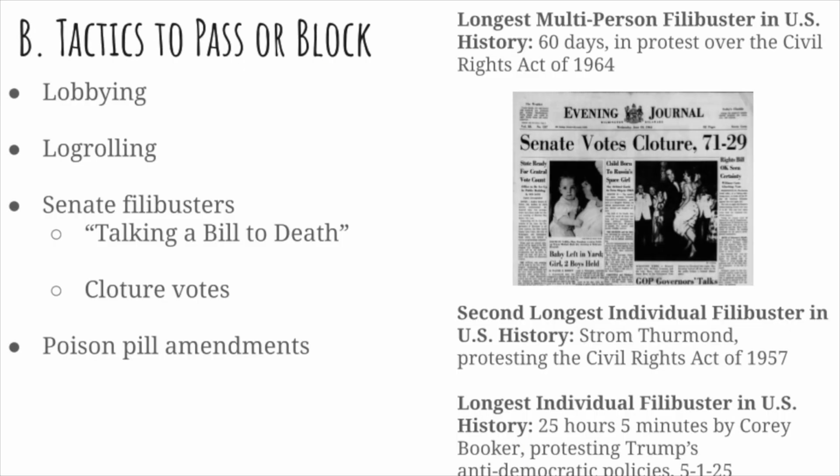The first two tactics we're going to look at are tactics to help pass bills. The first one is called lobbying. Lobbying simply refers to trying to influence a legislator to vote for a particular piece of legislation or to vote against a particular piece of legislation.